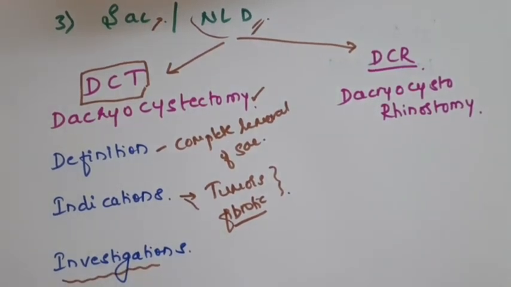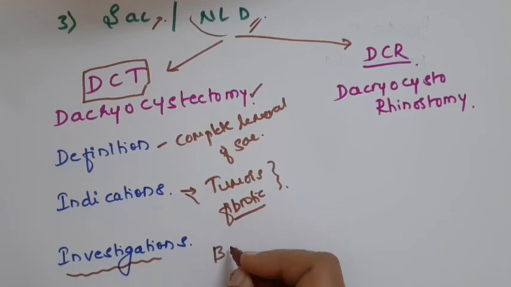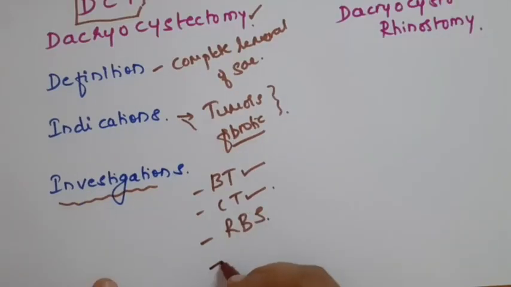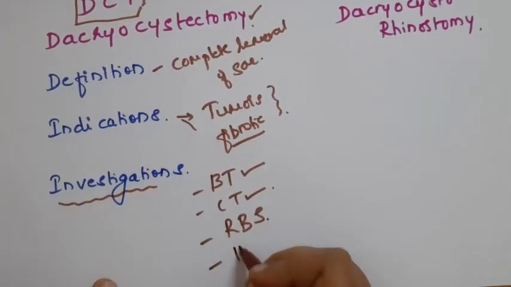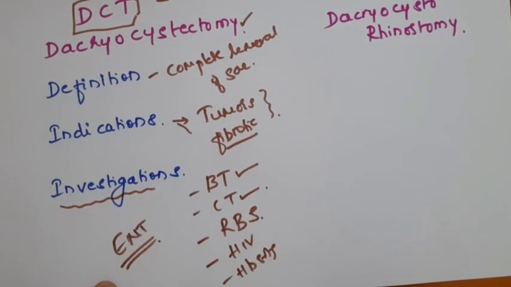So the investigations for DCT and DCR are quite different when you compare to the other surgical procedures in ophthalmology. Here we expect more bleeding. So rule out all the bleeding diathesis. Basically you should do bleeding time and the clotting time. Other investigations like RBS and the routine investigation, that is HIV and HBsAg. And here opinion from the ENT surgeons is a must.